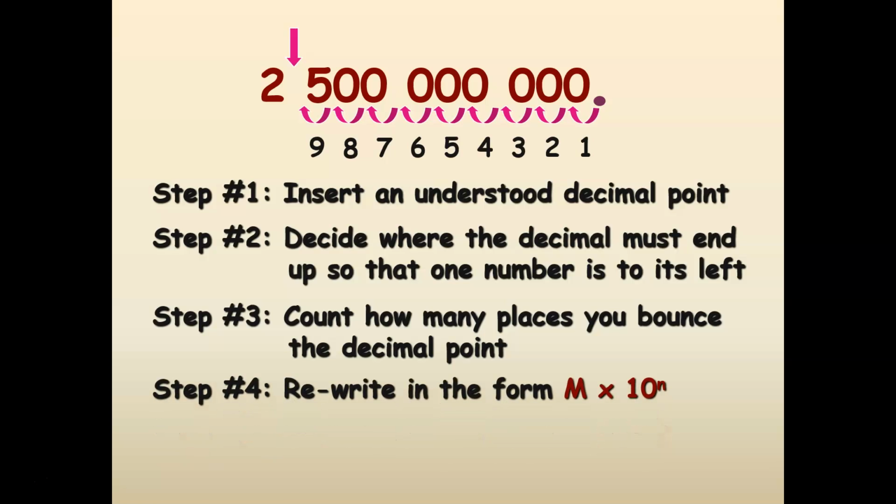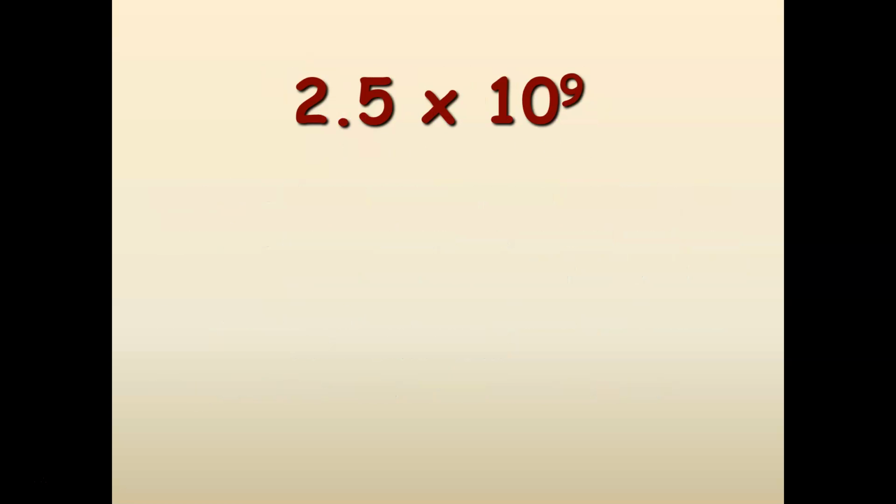Now we have to rewrite it in the correct form. M times 10 to the nth. Okay, where n is equal to the number of places we bounce the decimal, and m is the new number with the right number of significant figures. So our answer would be 2.5 times 10 to the 9th.